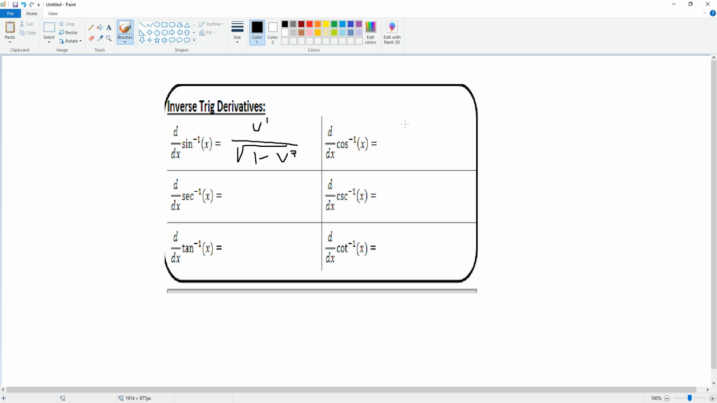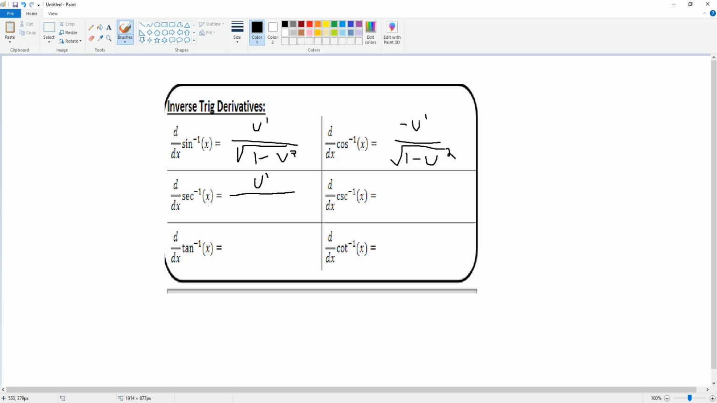And for cosine, all we're doing is changing the sign of u prime. So negative u prime over the square root of 1 minus u squared. For secant and cosecant, it's u prime. U prime is always on top, and it's negative for cosine, cosecant, and cotangent. So secant is u prime.